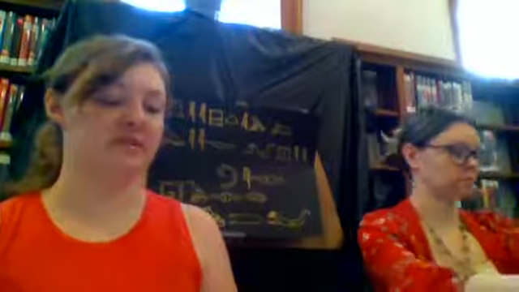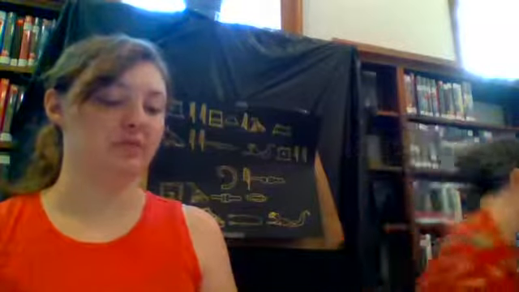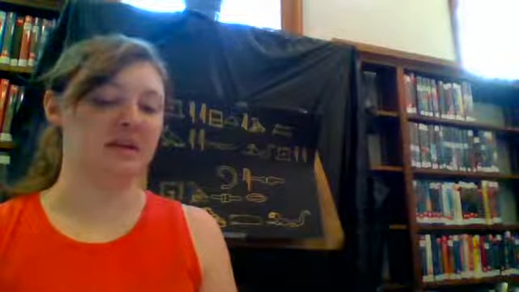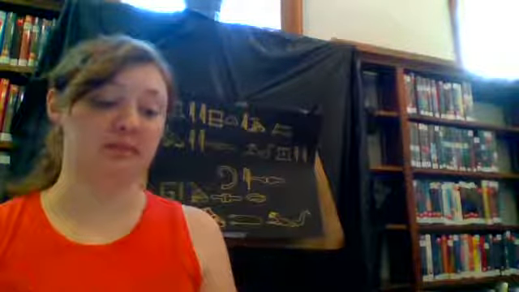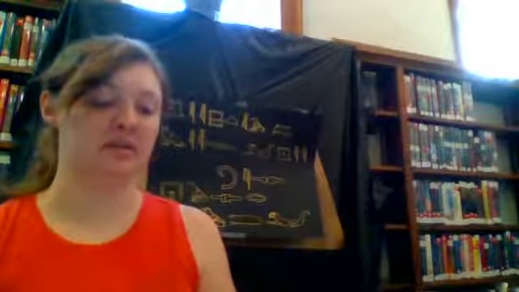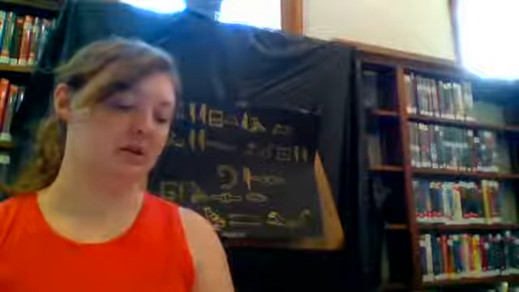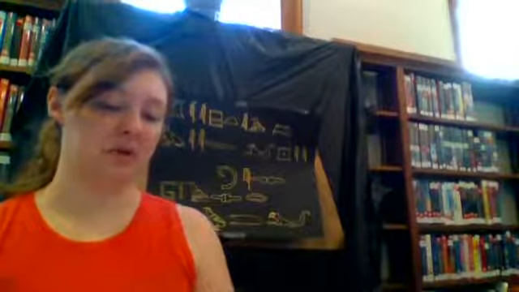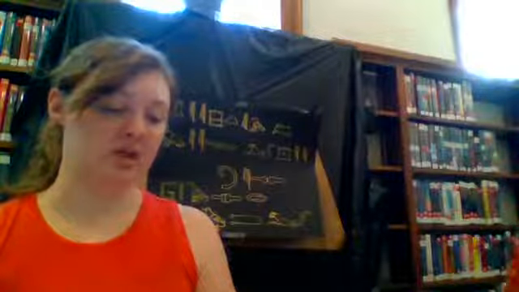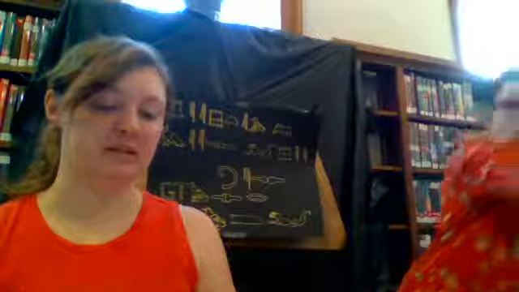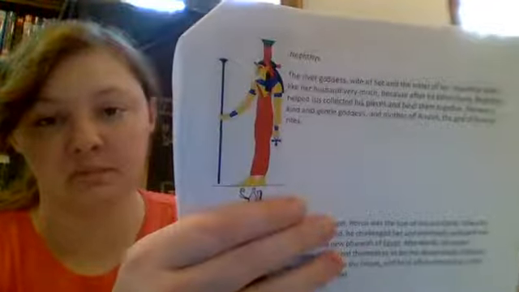Okay, now we have Nephthys, the river goddess, wife of Set and sister of Isis. Nephthys didn't like her husband very much because after he killed Osiris, Nephthys helped Isis collect his pieces and bind them together. She was a kind and gentle goddess and mother of Anubis, the god of funeral rites. So here's Nephthys up here in the top.